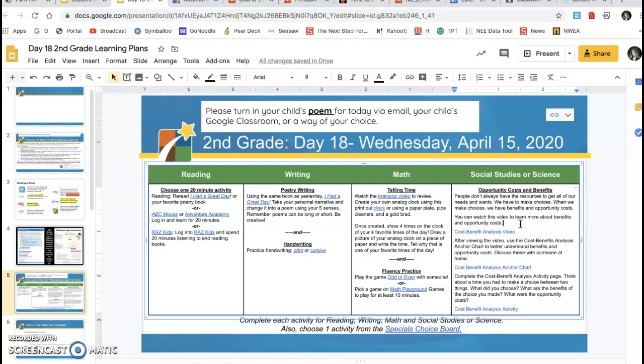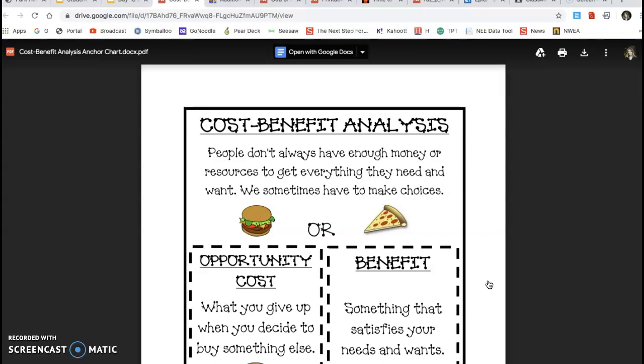So if you watch that video before you work with them, that might help, or you can watch it with them. After viewing the video, use the cost benefits analysis anchor chart to better understand benefits and opportunity costs. Discuss these with someone at home. So they are going to look at this. You can pull it up.